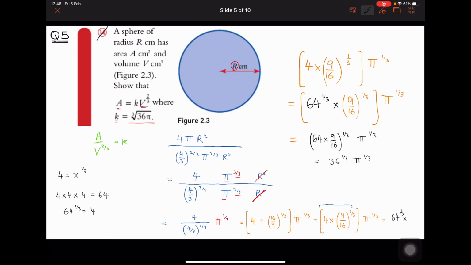And bear in mind, this is equal to k. We have the cube root of 36 pi is equal to k.